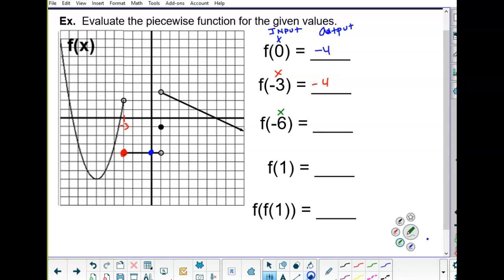So what if I have x is -6? So 1, 2, 3, 4, 5, 6. Here's -6. I need to go down until I hit this output, which is 1, 2, 3, 4, 5, 6, 7. So that's the spot, -6, -7. And then f of 1.